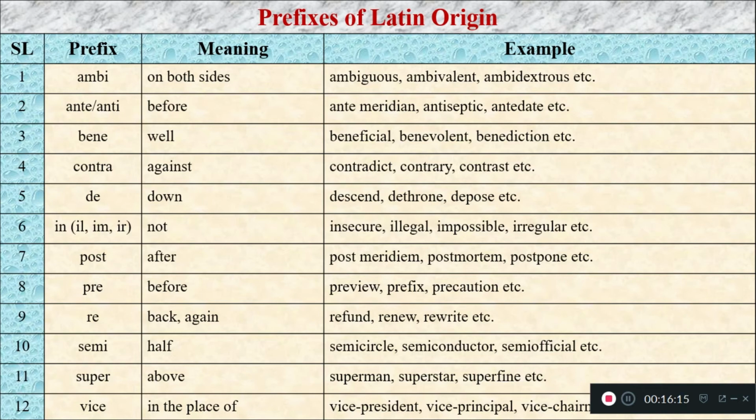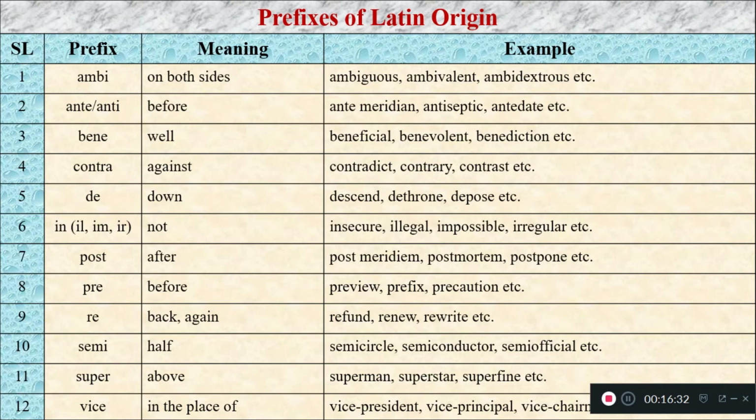Next, super means above. For example, Superman indicates a man who has greater strength, ability or intelligence, etc. Superstar means an extremely famous person. Superfine means having high quality.